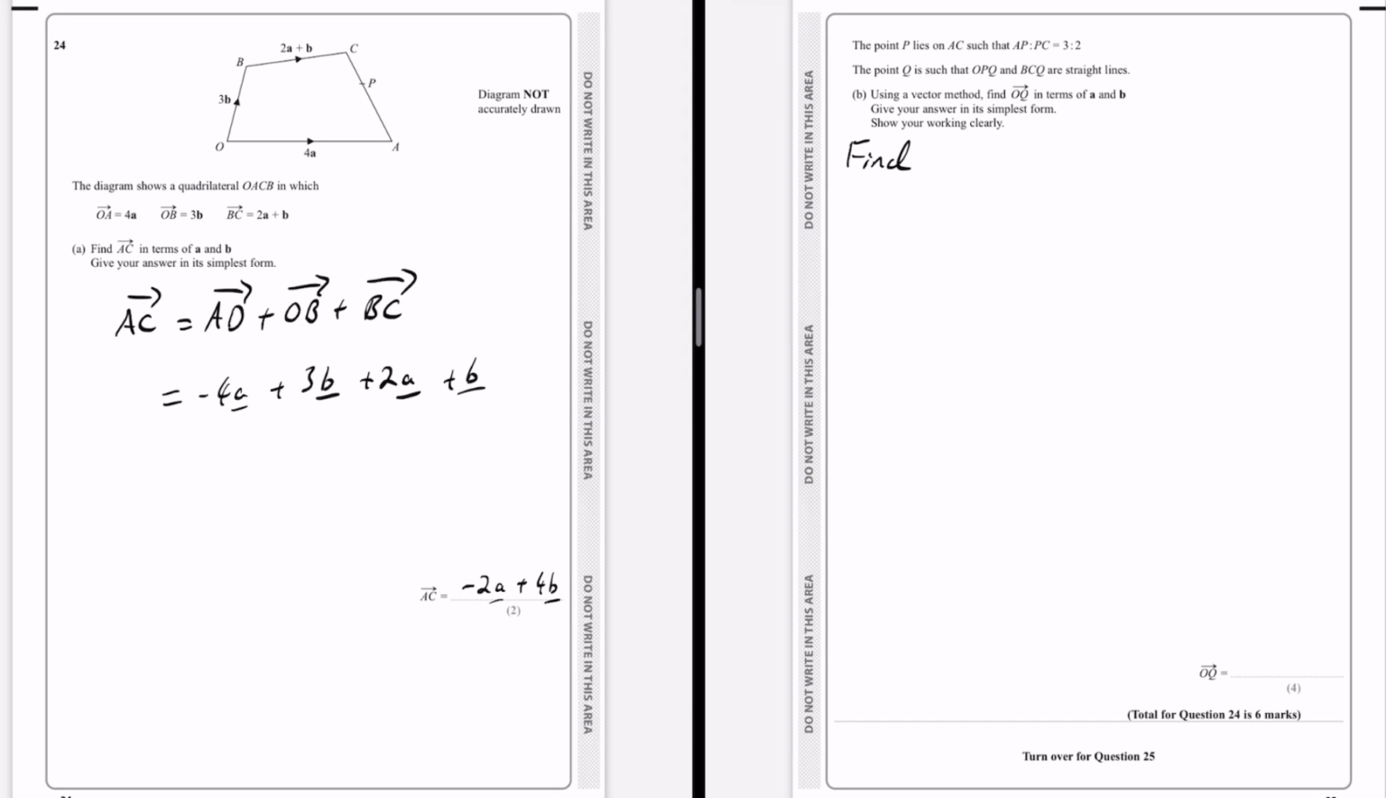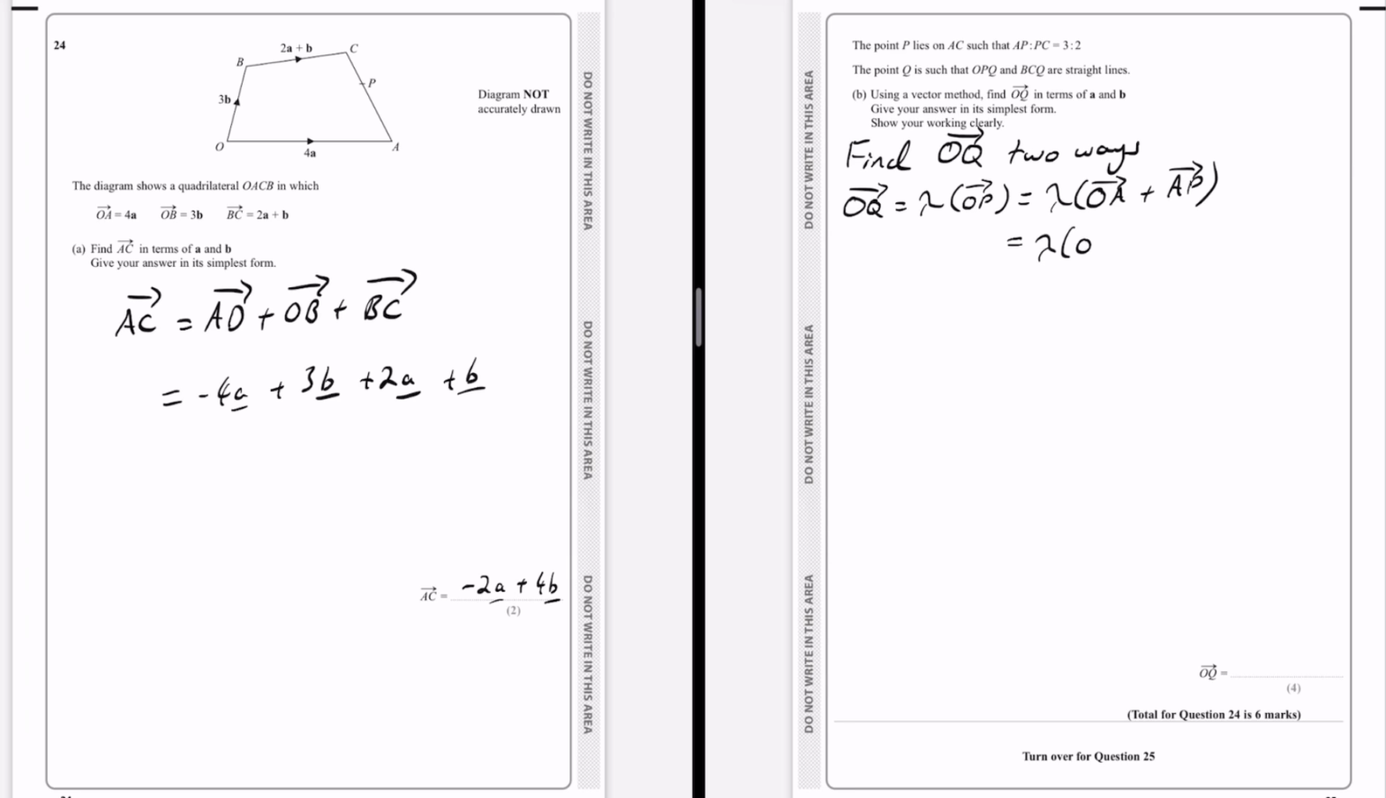Okay, for part B, this is the trickier vectors question. We've got to find O to Q. Q is this point that is the meeting point of the extension of O to P and the B to C that meets outside to the top right of the shape. My first way of finding O to Q is saying it's going to be a multiple of O to P. So I'm going to call it lambda lots of O to P. I know that lambda is going to be a number greater than 1 here because O to Q is longer than O to P.